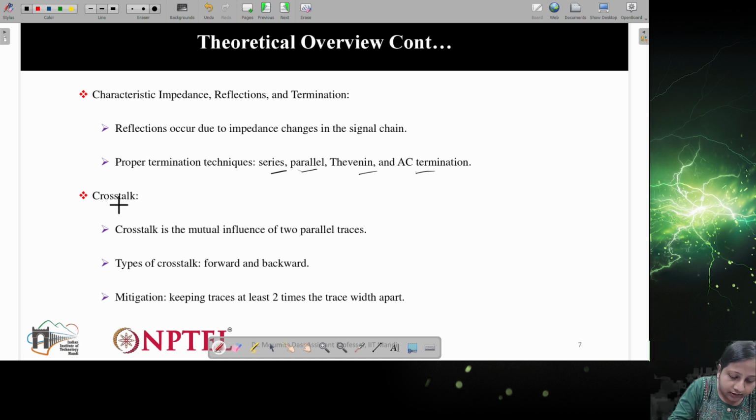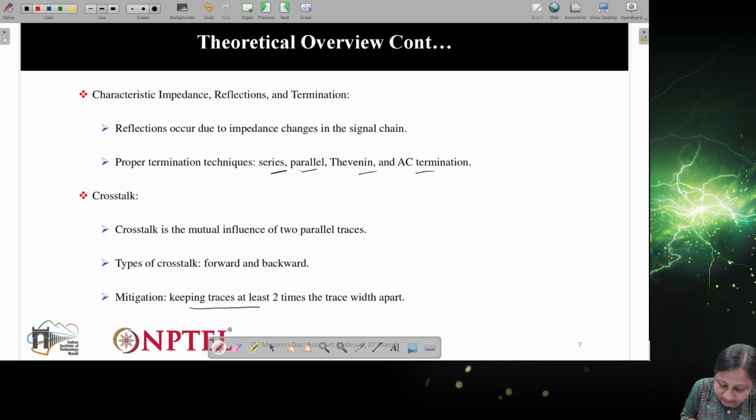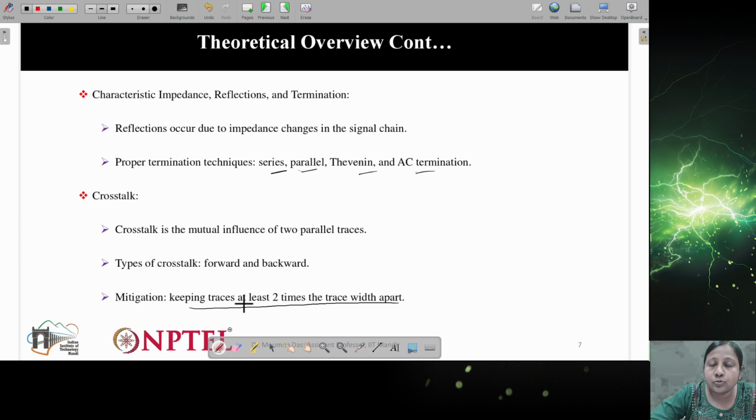Now another point is crosstalk. Crosstalk is the mutual influence of two parallel traces, right? If two lines are there, then one line can affect the other line. So this type of crosstalk can be either forward or backward. How to mitigate this crosstalk? Keep traces at least 2 times the trace width apart. This is the point it needs to fulfill in order to reduce the crosstalk effect.